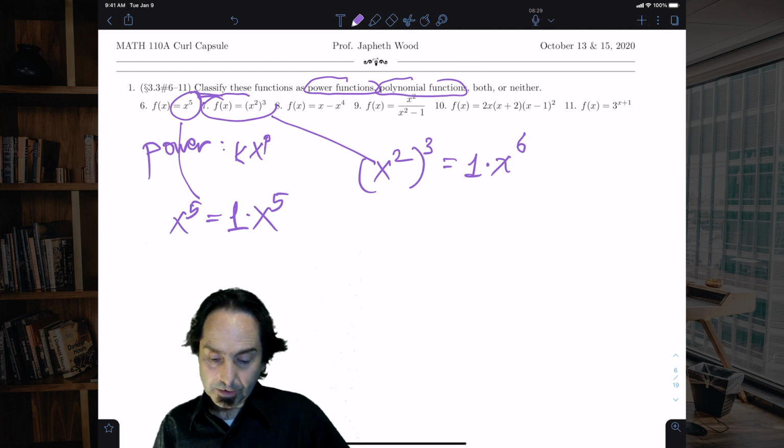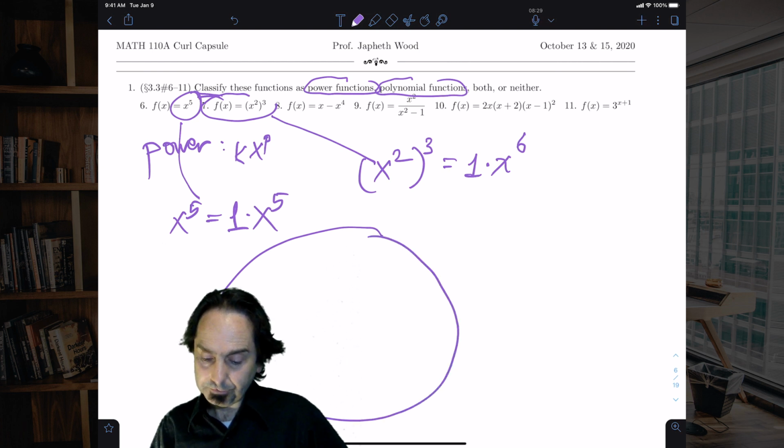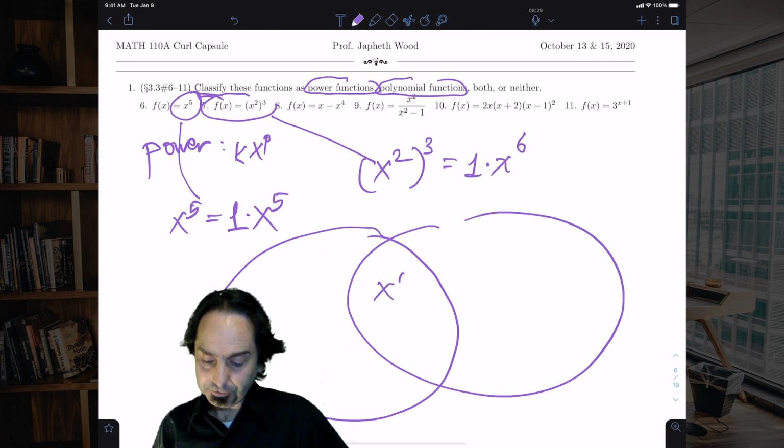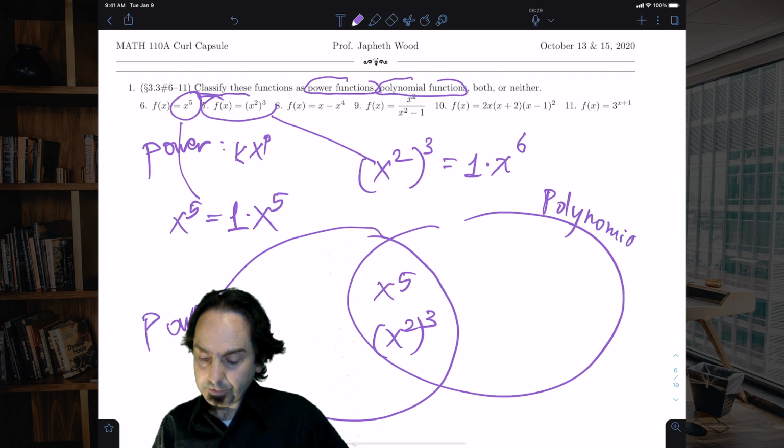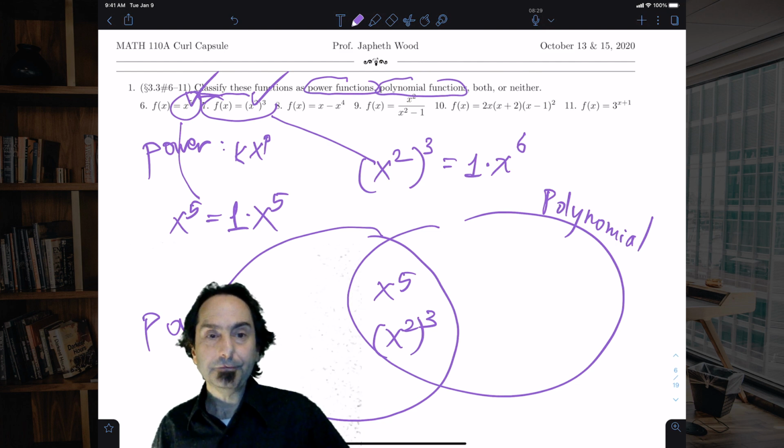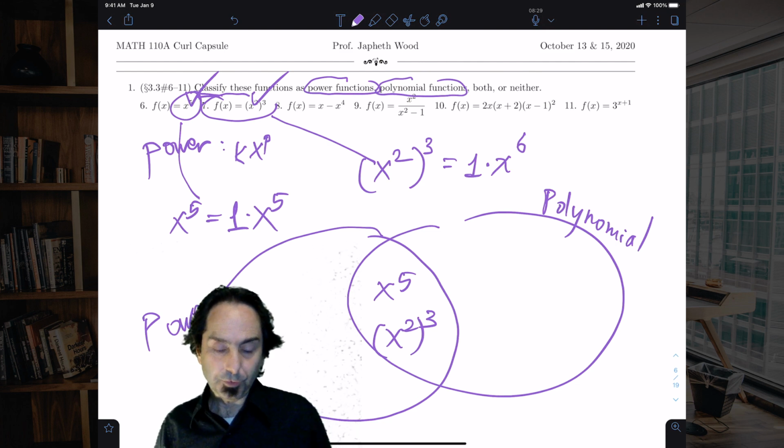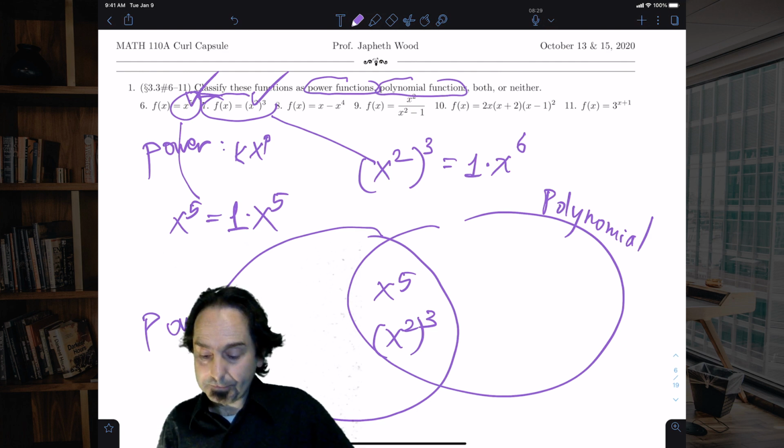So let's include those. By the way, every power function is not necessarily a polynomial, but x to the fifth and x squared cubed, let's put those in here. Here's power, here's polynomial. And those two first functions, they have non-negative integer exponents, so they're monomials, they're terms. It's enough to have one term or even zero terms to make a polynomial, and so those are both.